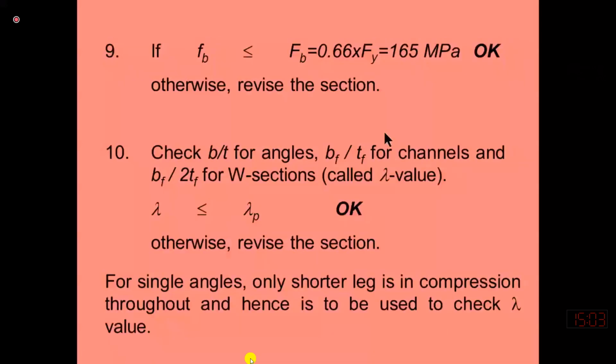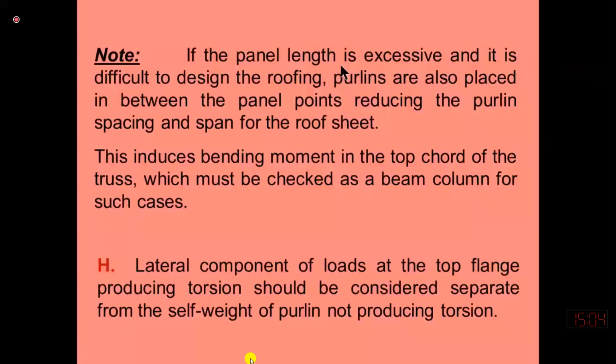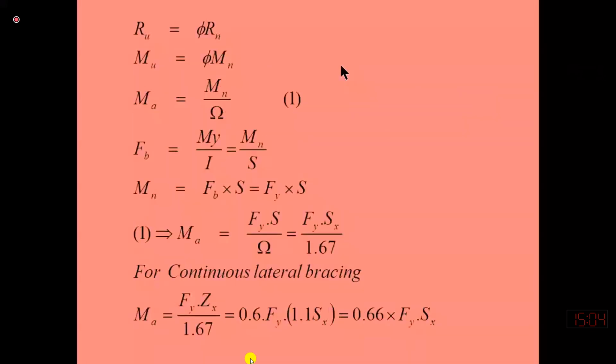So bending stress should be less than or equal to 0.66 Fy. This 0.66 Fy value is coming from this equation. Actually, Ma is the bending strength. Bending strength is equal to bending stress multiplied by Sx. So this value 0.66 Fy is the maximum or allowable material stress. Allowable stresses in ASD in case of bending are 0.66 of Fy.